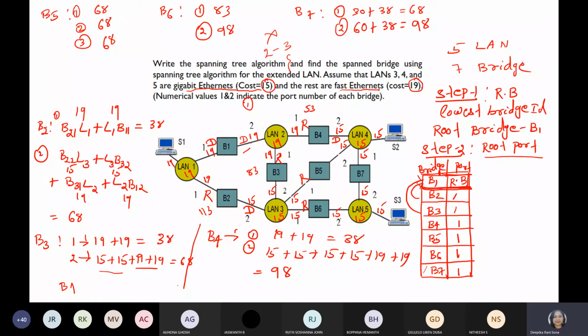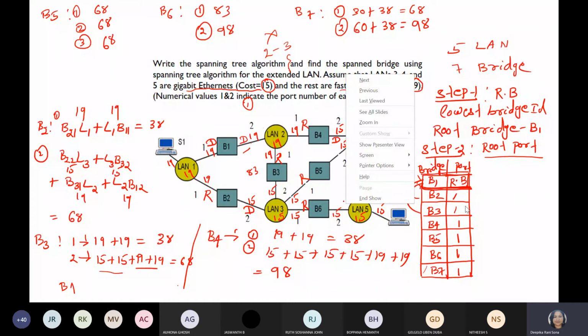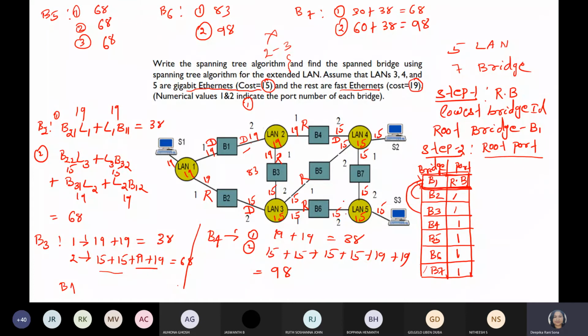Line 5, see how many possible ways. You can take 2 possible ways, 2 or 3. Two ports are there, right? Better you take 2 only. One is this 2 side and another is this 2 side, B6 side and B7 side. 2 only we will take, because 2 bridges are associated with this. In line 4, 3 bridges are associated, so there we took 3 possible ways.